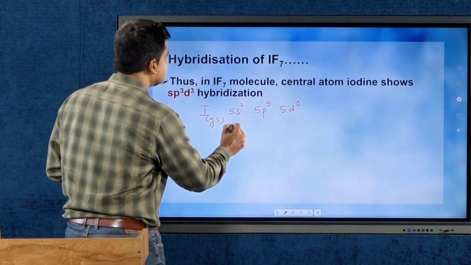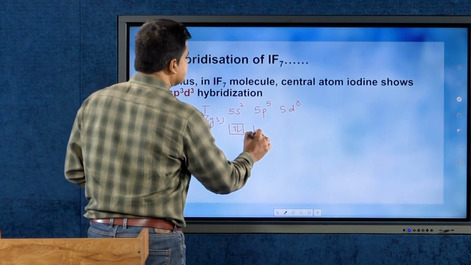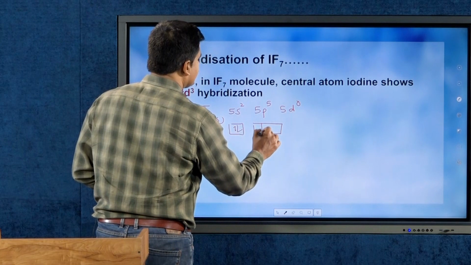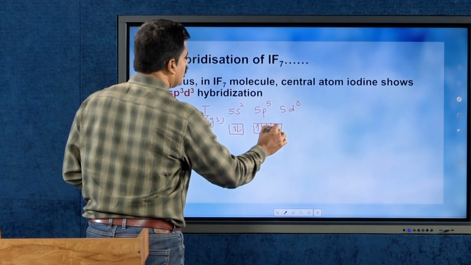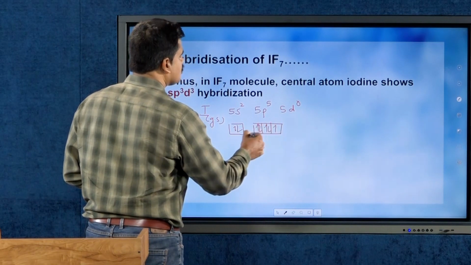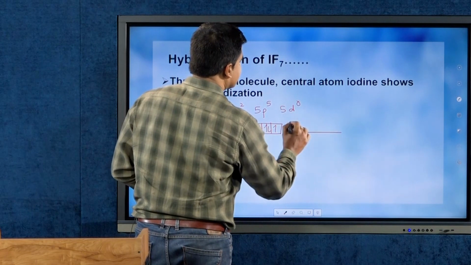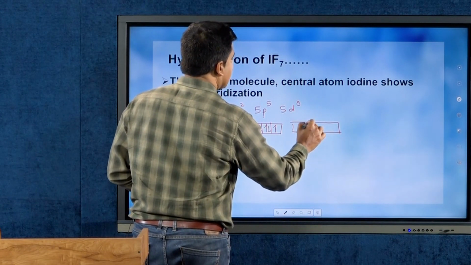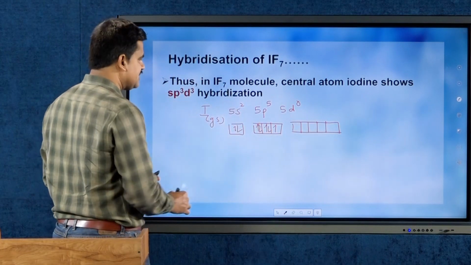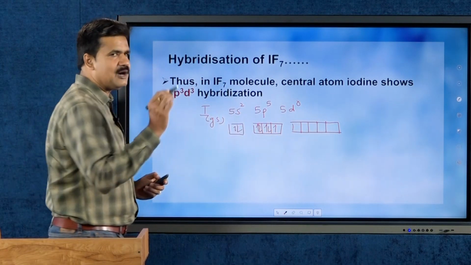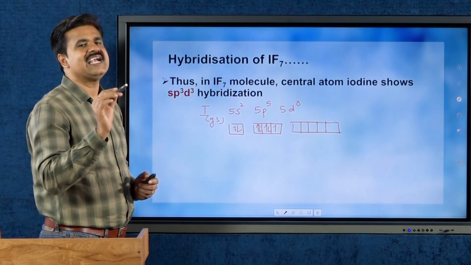Whenever I am representing it in box-wise notation, this is the 5s orbital with the 2 electrons. This is the 5p orbitals, 5px, 5py and 5pz with the 5 electrons. I can mark it like this, 1, 2, 3, 4 and 5. So 5 electrons are present in 5p. And there are 5d orbitals, and among these 5d orbitals, there will be no electrons present in the ground state. So this will be the ground state electronic arrangement of iodine in iodine heptafluoride.